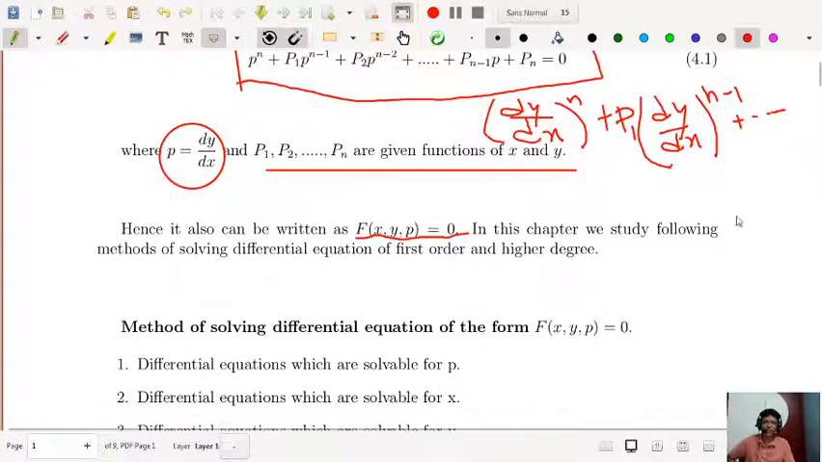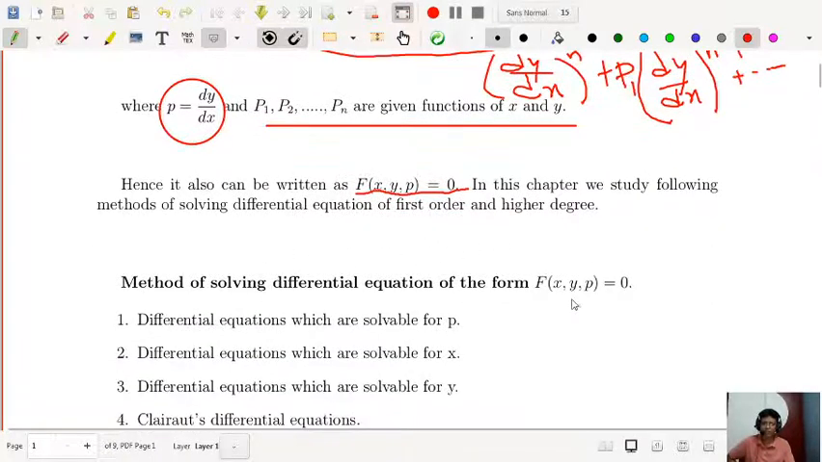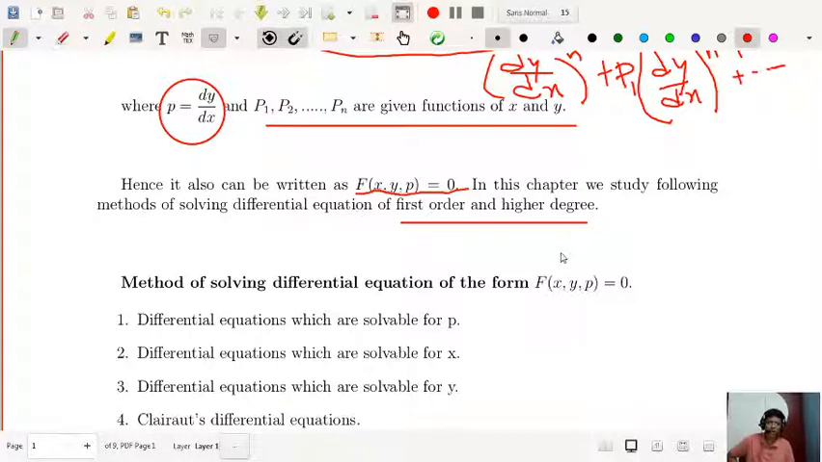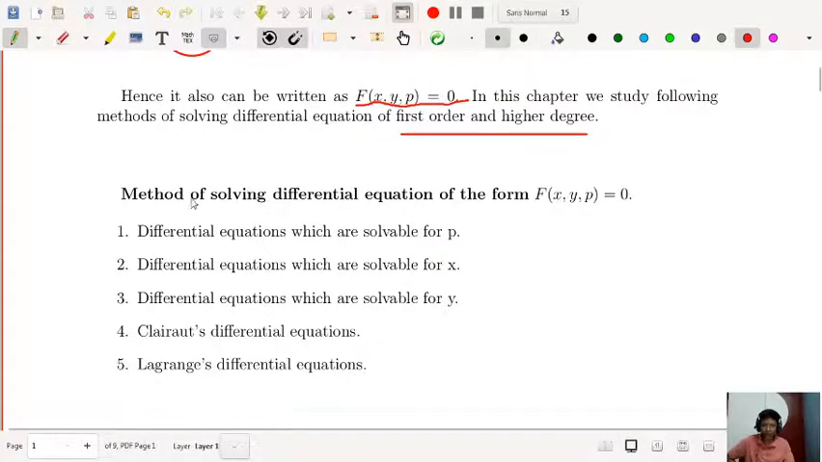So in this chapter we study the following methods. There are different methods for solving first order higher degree equations, because in the previous chapter we learned so many different rules for finding integrating factors for solving first order first degree equations. But here we have first order higher degree, right? So there are different methods. What are the methods? First one is differential equations which are solvable for p. p means your dy/dx, right?